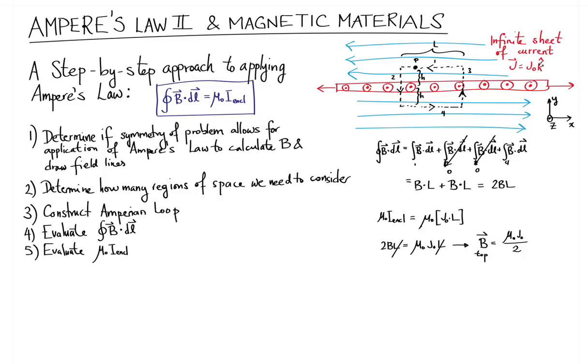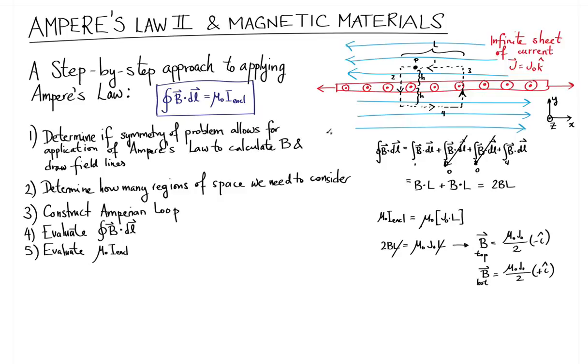Okay, so for the top surface, I want to make this a vector. We can see it's pointing in the minus x direction, so that would be a minus I hat. And then for the bottom, the way we've defined our coordinate axes, it's going to be in the plus x direction. So plus I hat.